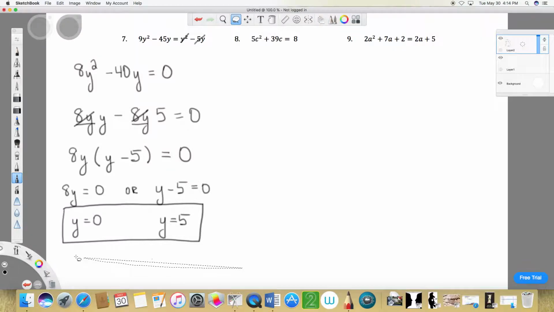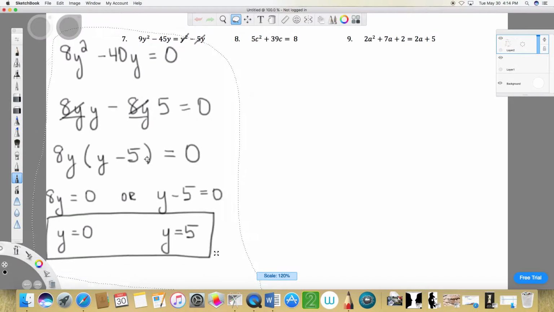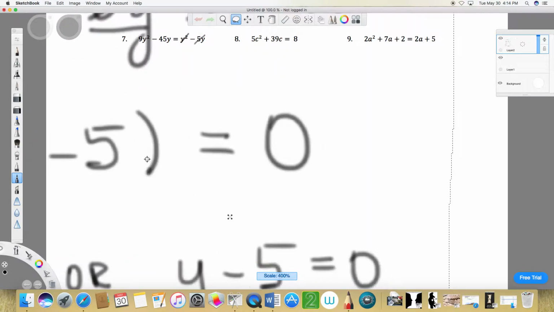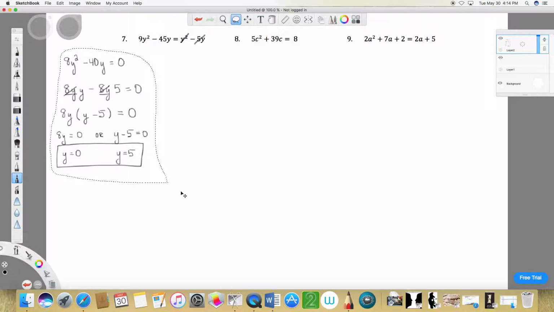So, shrink this up, give myself a little bit of room for the next problem. Ooh. How come that's not? Oh, there. I was trying to shrink it up, but it got bigger. It's kind of neat, but a little bit frustrating.